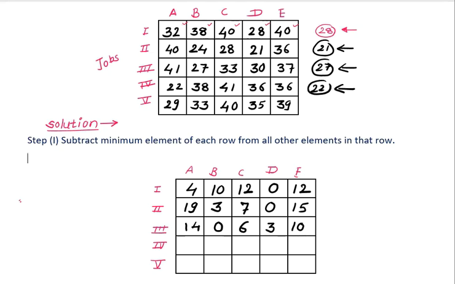We get 22 minus 22, 38 minus 22, 16. 41 minus 22, 19. 36 minus 22 is 14. And again 36 minus 22 is 14.